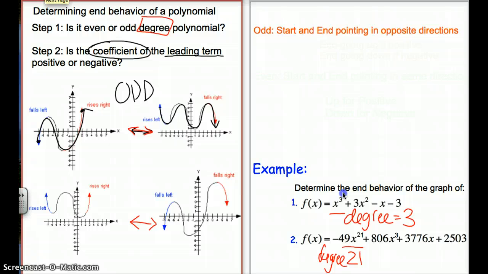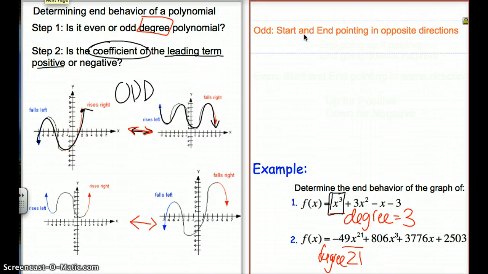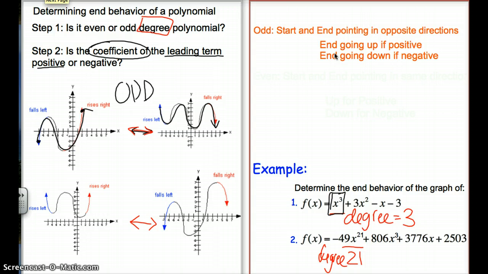So we look at the leading coefficient of the highest degree. In this case, the leading coefficient is 1. So it's positive. It's got a positive leading coefficient. So that means that my odd function will end going up. When it has an odd degree, it will end going up. So this graph is going to start going down and end going up.